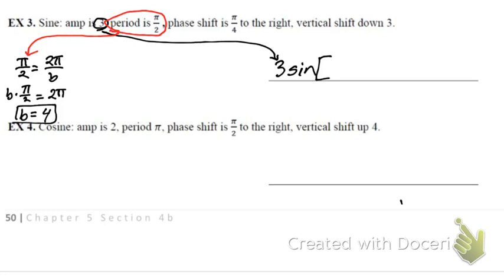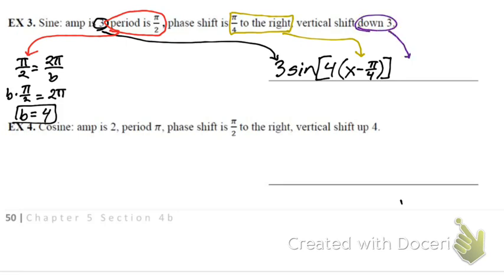All right, so our b value is 4, so that's the next thing I plug in. Our next thing is our shift, left or right. It says the shift is pi over 4 to the right. Right is going to be negative, so it's minus pi over 4. And finally, it says it shifts down 3, so that's going to be minus 3. I want you to do the next one. Try the next one if you haven't already, and then we'll go through that one together.